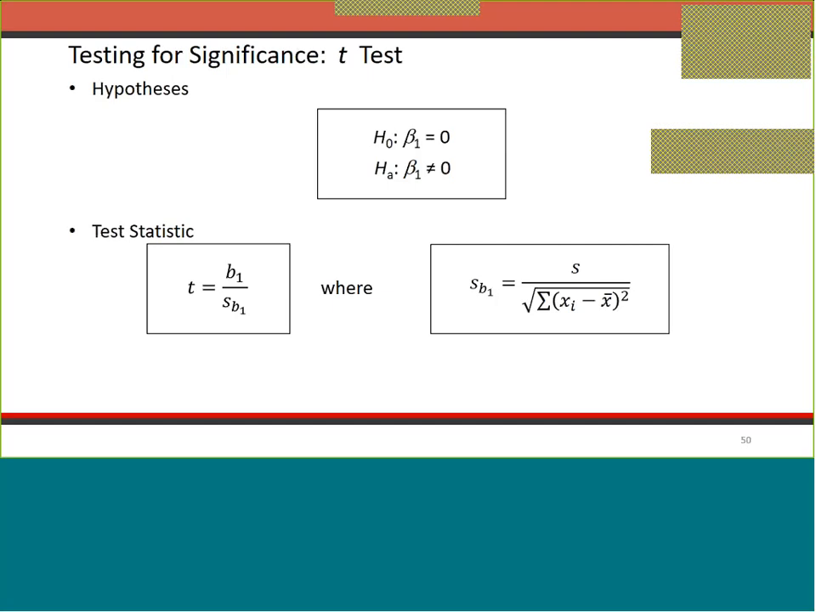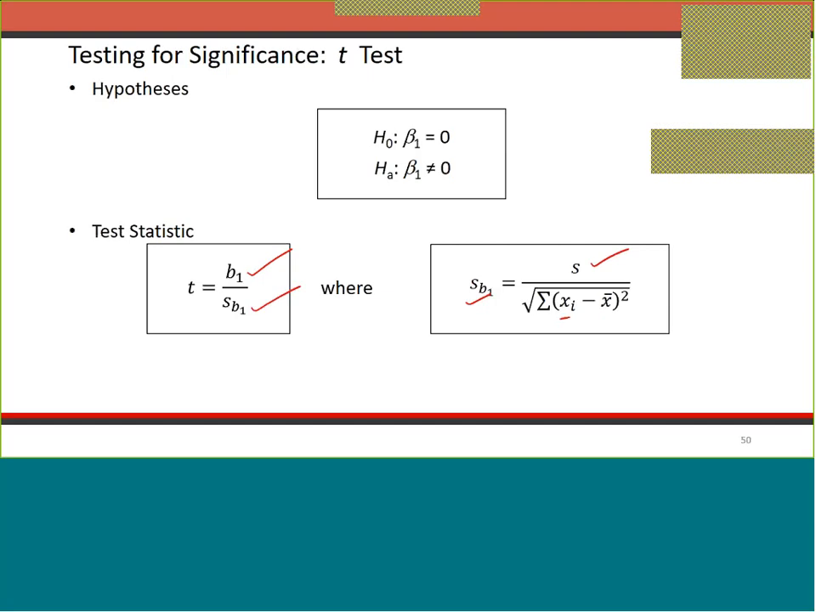The test statistic is given by b1 divided by s_b1, calculated for the sample. This is the standard error of b1. How do you calculate the standard error of b1? It is s divided by the square root of the sum of (xi minus x bar) whole squared. xi means the ith observation of x. x bar is the mean of x.